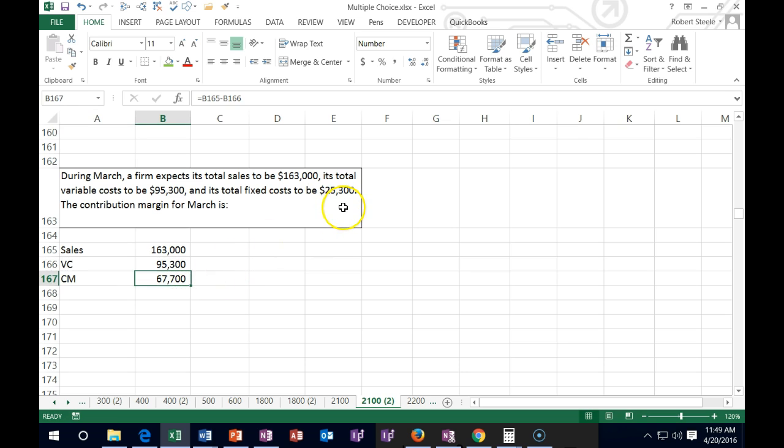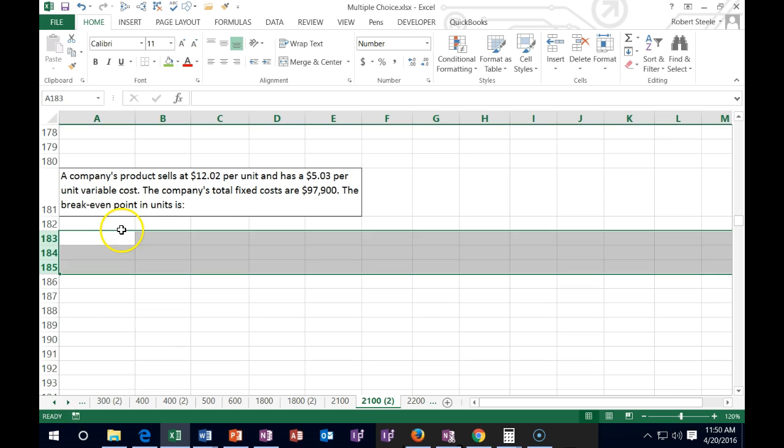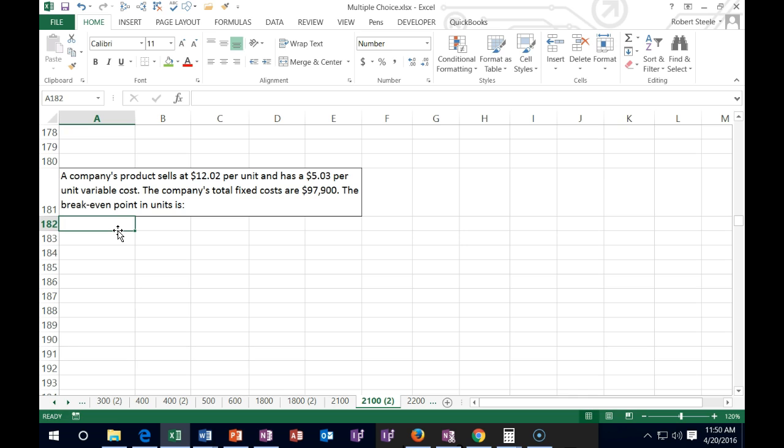Note that they gave us some extra information, which is going to leave us wondering, when we do the problem, why do they give us that extra information? But that's what happens sometimes in the multiple choice questions. Next one says a company's product sells for $12.02 per unit and has a $5.03 per unit variable cost. The company's total fixed costs are $97,900. The break-even point in units is what?